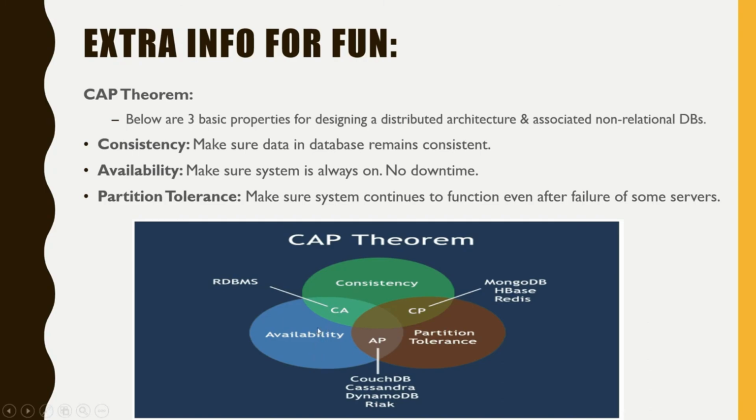Consistency and availability are properties of RDBMS systems. Availability and partition tolerance can be found in CouchDB, Cassandra, DynamoDB or Riak, whereas consistency and partition tolerance can be found in MongoDB, HBase or Redis. Now, companies are trying to build a database management system which can satisfy all three properties to have a robust database management system which can handle massive amount of data with ease.